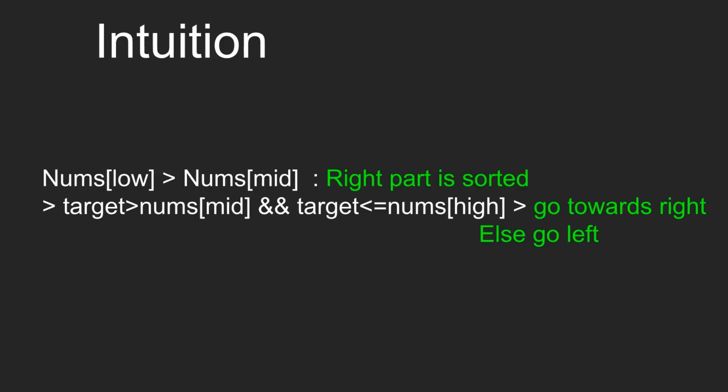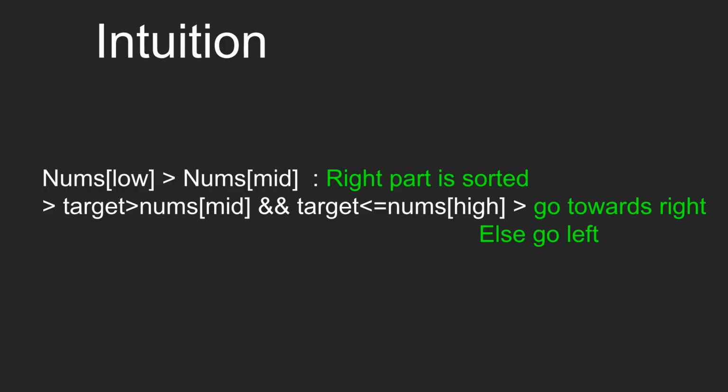Let's look into case two, when the right part is sorted. Whenever the right part is sorted, nums of low is greater than nums of mid. In this scenario, whenever the target is greater than nums of mid and the target is less than or equal to nums of high, we have to move towards the right from the midpoint. Else, we have to move towards the left. And this is the intuition behind the solution.